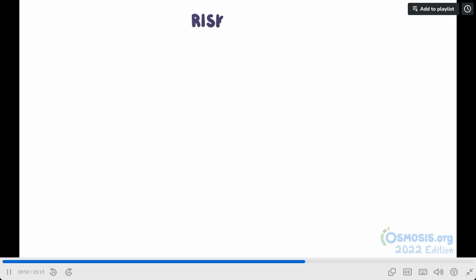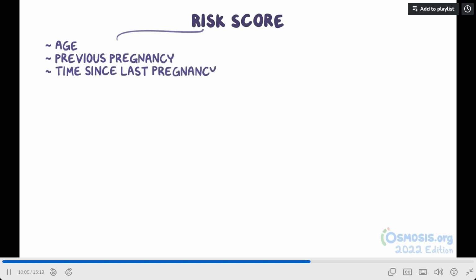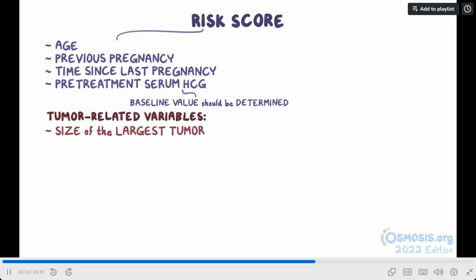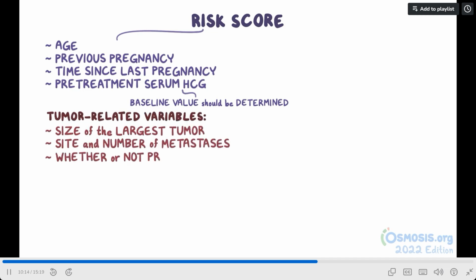After staging, a risk score is calculated in order to select a chemotherapy regimen. The risk score is based on variables like age, previous pregnancy, time since last pregnancy, and pretreatment serum HCG, so a baseline value should be determined before treatment is initiated. Tumor-related variables include the size of the largest tumor, site and number of metastases, as well as whether or not prior chemotherapy regimens have failed.